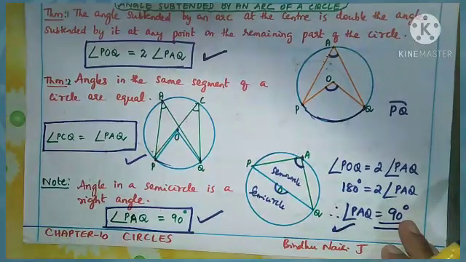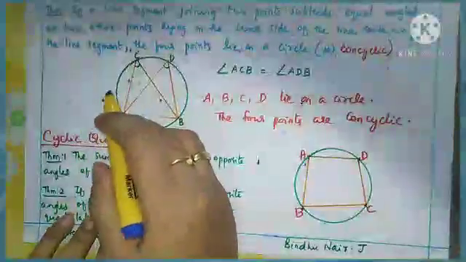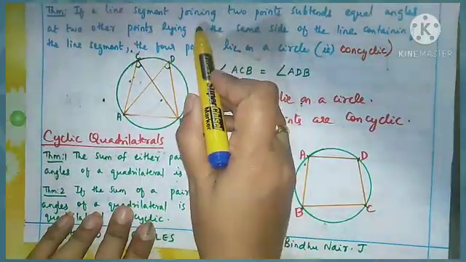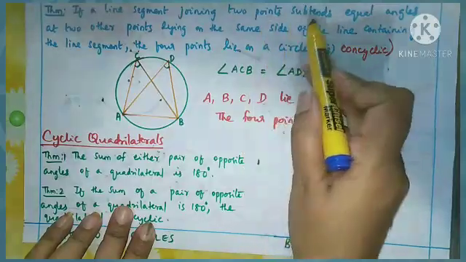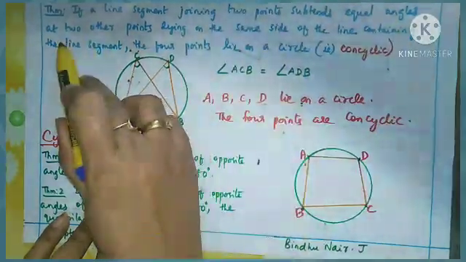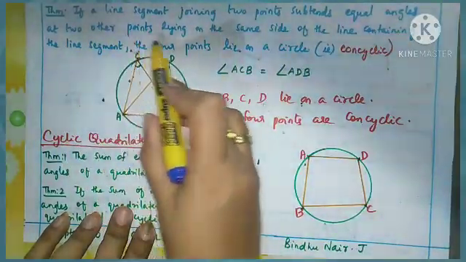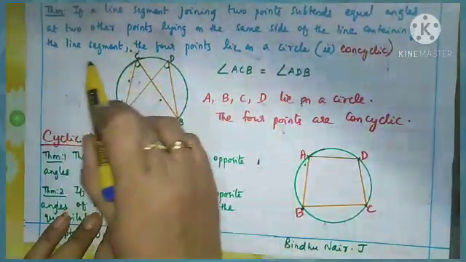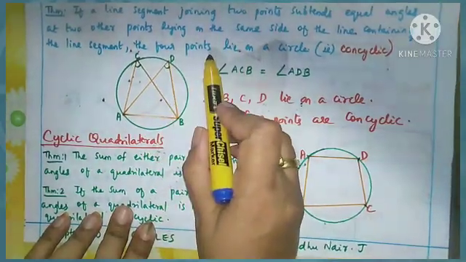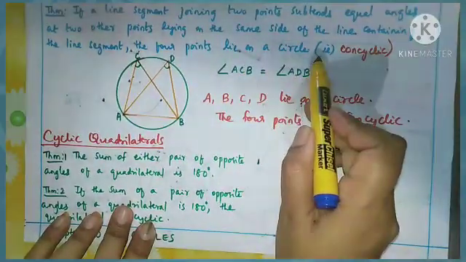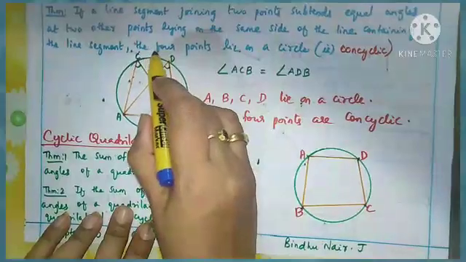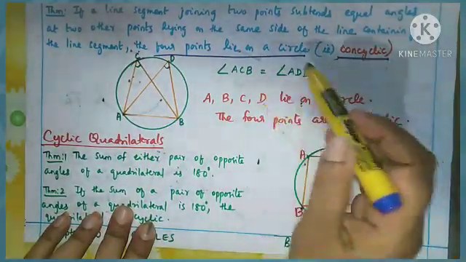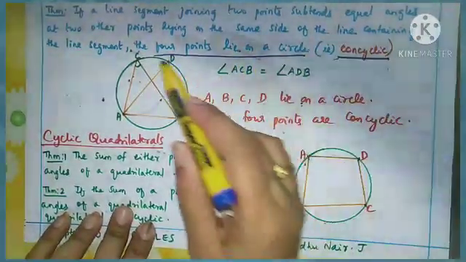Okay children, now we have the next theorem. The statement is, if a line segment joining 2 points subtends equal angles at 2 other points lying on the same side of the line containing the line segment, the 4 points lie on a circle. That is, 4 points lie on a circle means the meaning is concyclic. That is, all these 4 points lie on a circle.